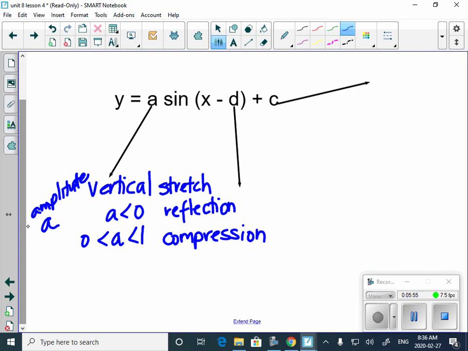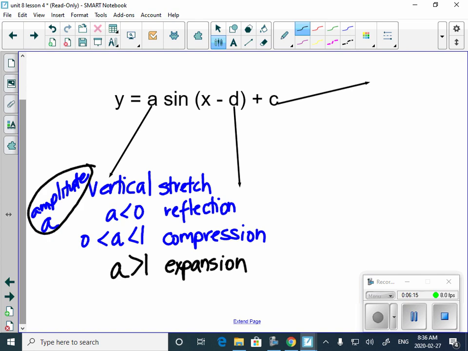If A, ignoring the negative, but just the absolute value of A, is greater than 1, so a large number, then we have a vertical expansion. We tend to use the word stretch factor A, so it's going to be twice as high or 3 times as high. But the big idea is that the amplitude both up and down from that axis, that middle place, is A.